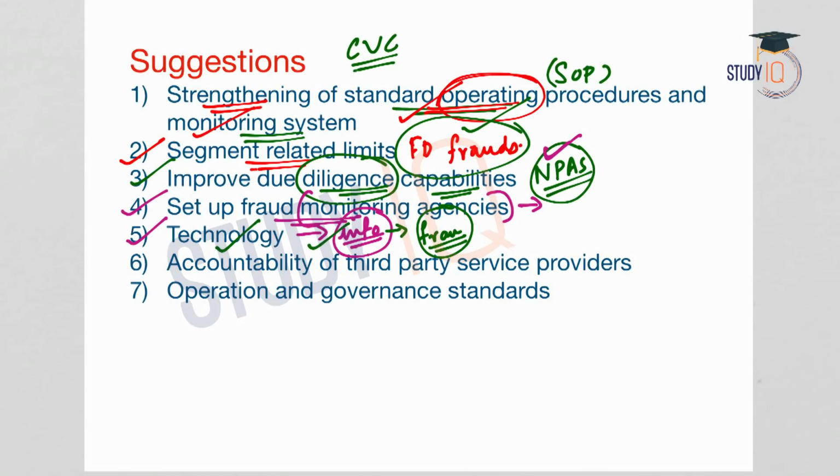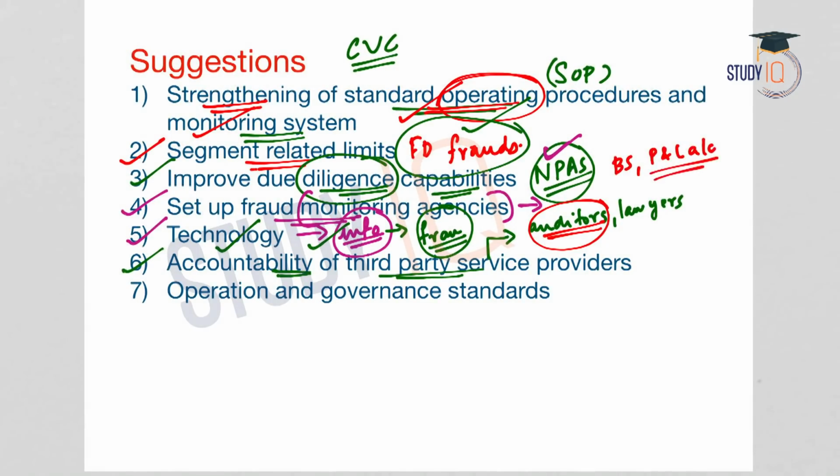Another important suggestion was to ensure the accountability of the third-party service providers. So here the third-party service providers include auditors, lawyers, etc. We have seen in many episodes there was manipulation of papers by the companies. That means the balance sheet, profit and loss account, etc. were manipulated, and this manipulation is mainly done by the auditors. So accountability of the third-party service providers will help in minimizing such fraudulent episodes to a greater extent.